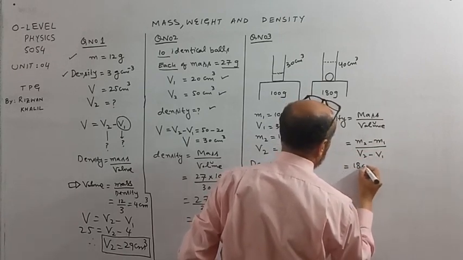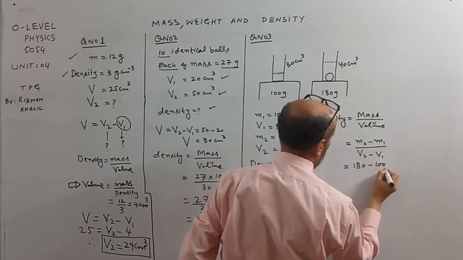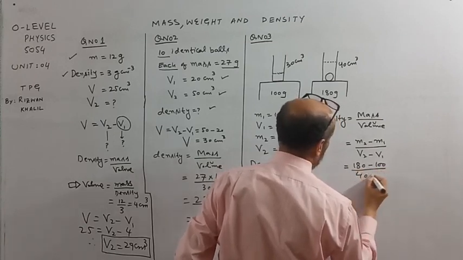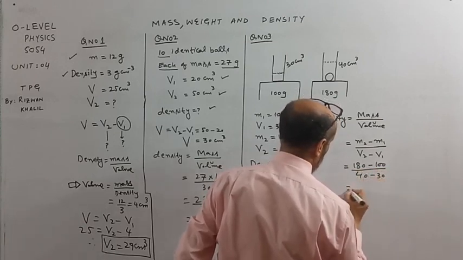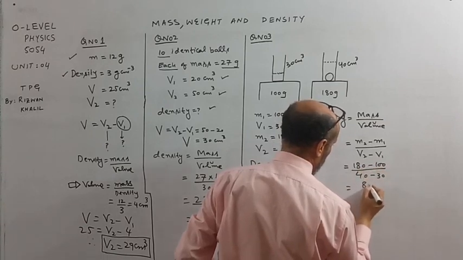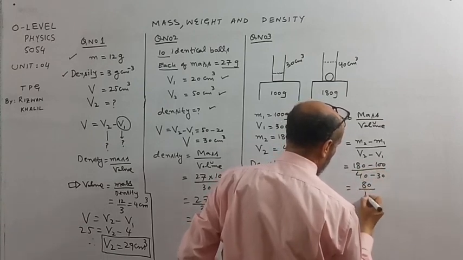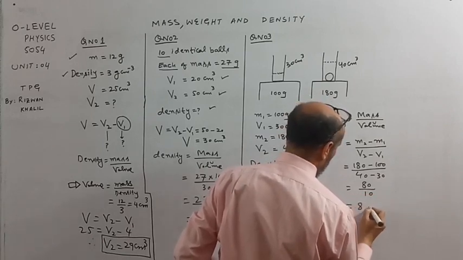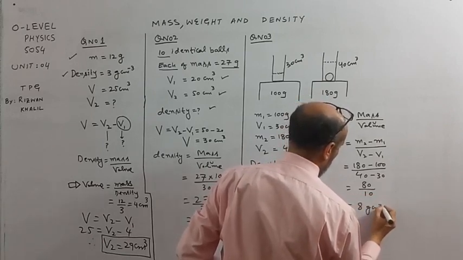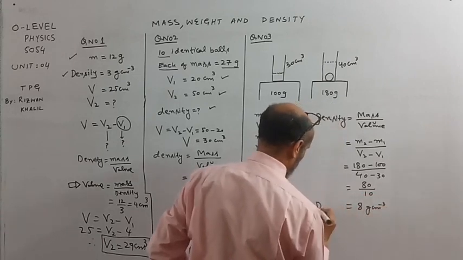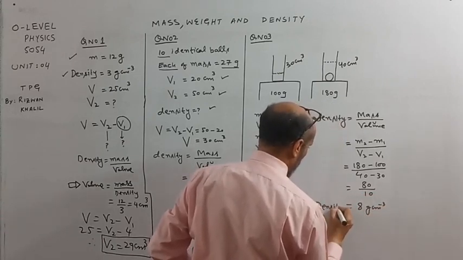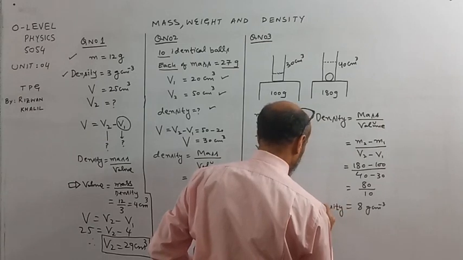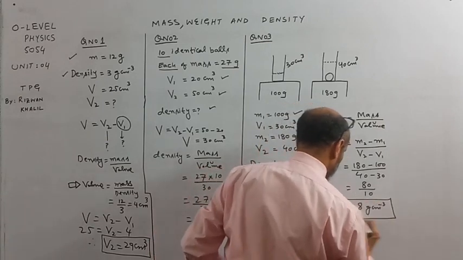180 minus 100 over 40 minus 30. So what will be the value? It will be 80 over 10. So the answer will be 8 grams per cubic centimeter. In this way we can find the density of the ball.